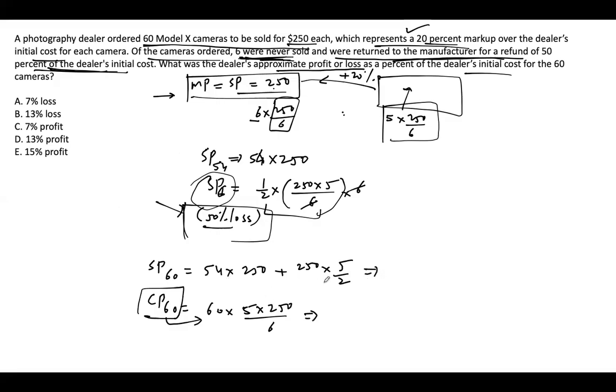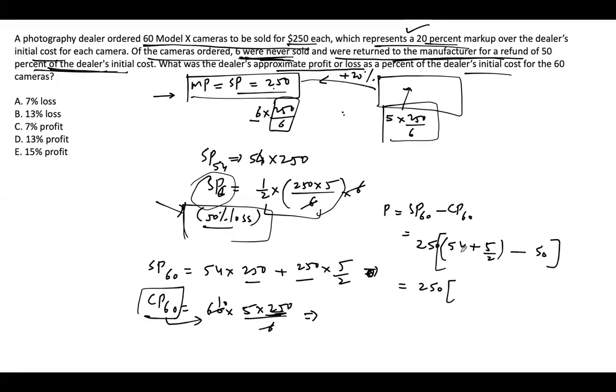So what is this value? Rather than that, let's say, what is the profit? So I'm writing SP60 minus CP60, and I'm taking 250 common. So can I write 54 plus, let's say, 5 by 2 minus, if I'm taking 250 common, this would be 10 into 5, which is 50.